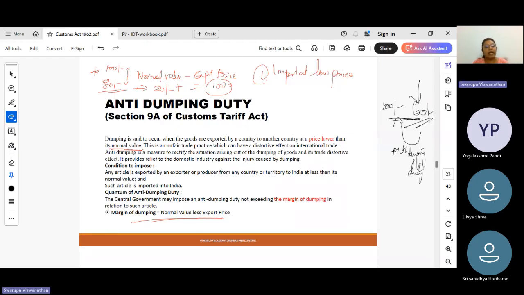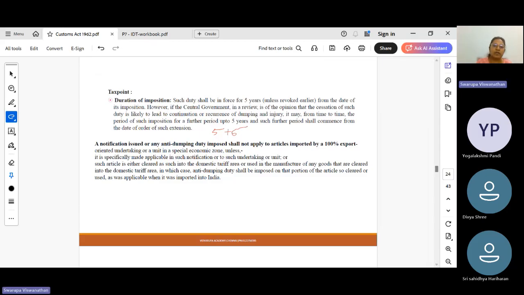So what will be the anti-dumping duty margin? It will be the normal price minus the export price. 100 is the normal price. Export price means the price at which it is being imported into India. If that is 60, then the margin of dumping is 40 and anti-dumping duty will be 40 rupees. The aim is to equalize and ensure there is normal trade practice. This will also be applicable for a period of 5 years, and then it can later be extended for another 5 years. So it's also 5 plus 5.